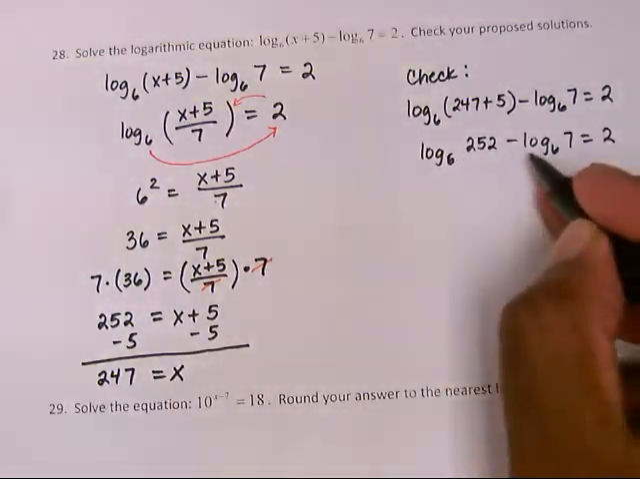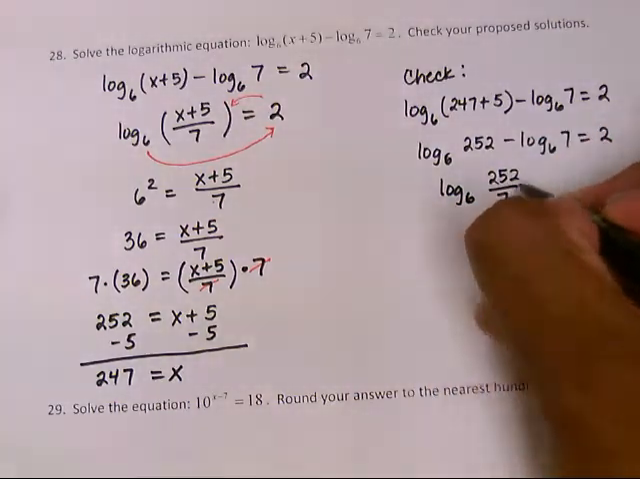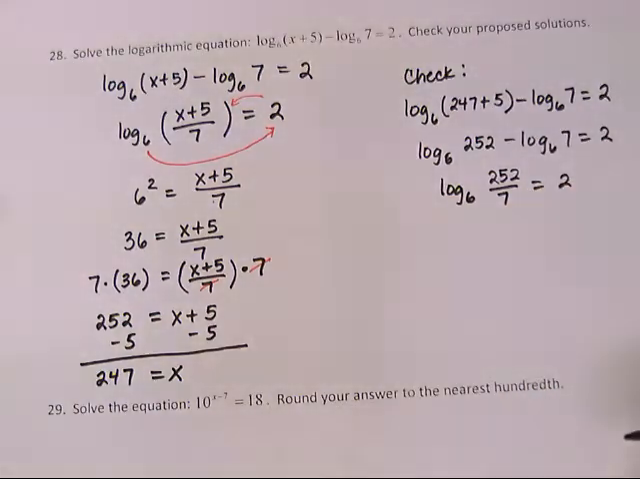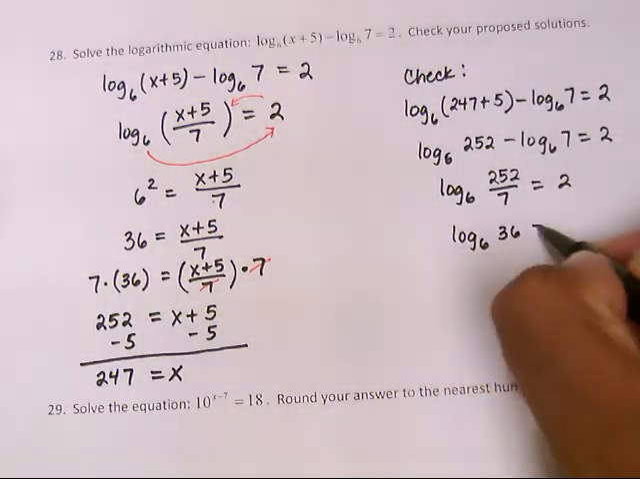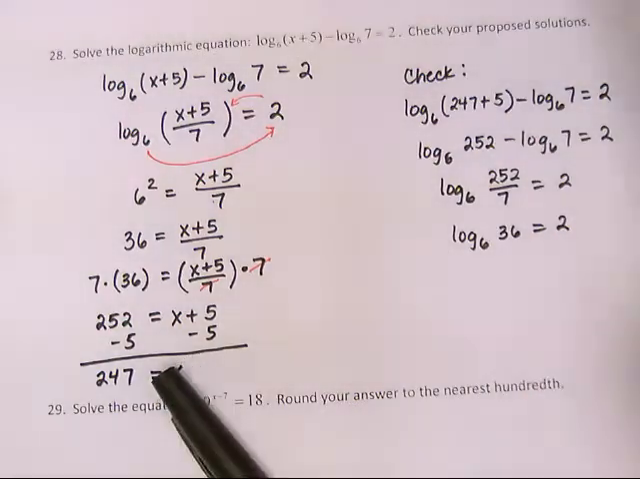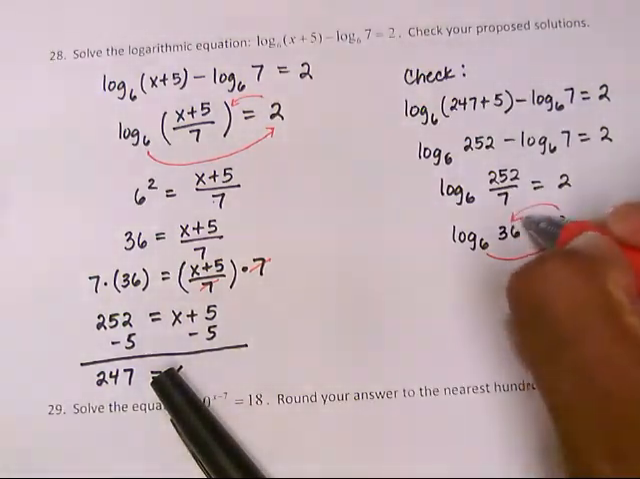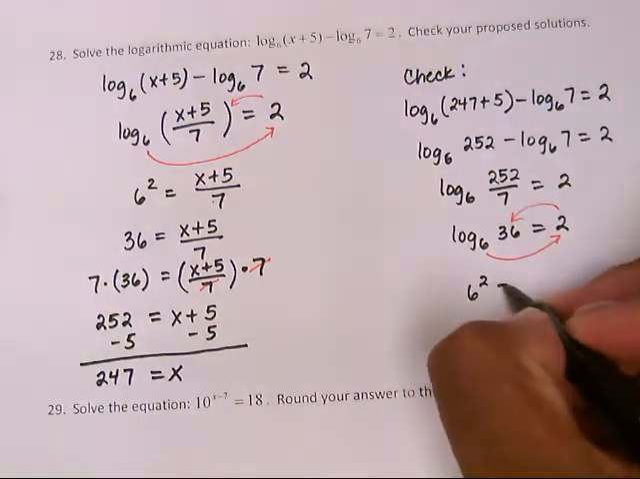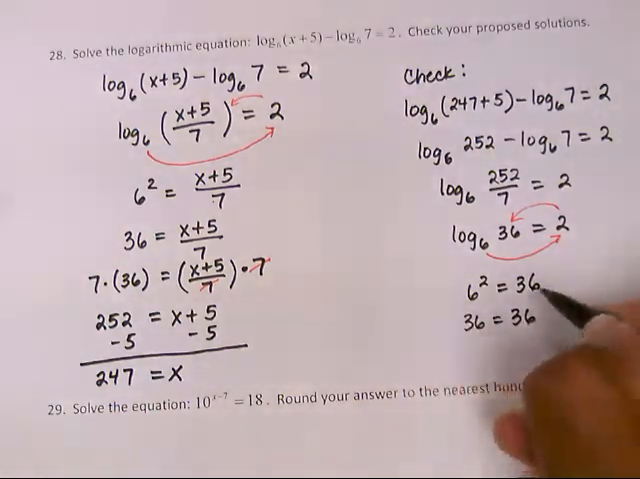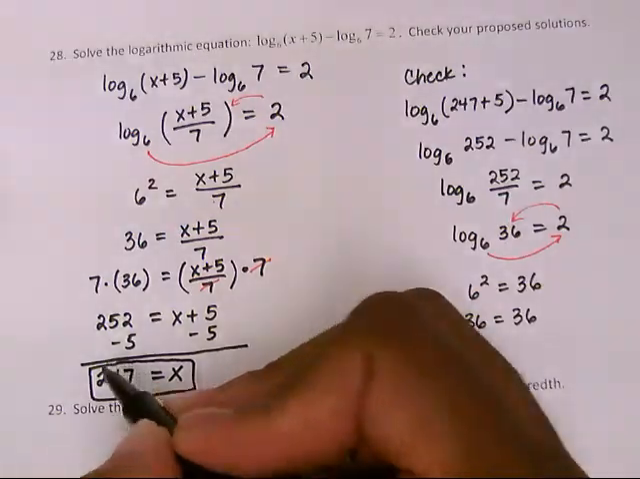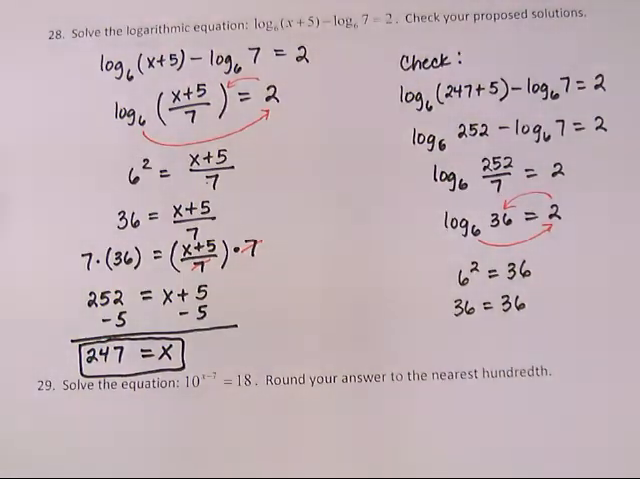Now again, the difference of the individual logarithms is going to be the log of the quotient. So it'll be the log of 252 divided by 7. That would be equal to 2. Well, 252 divided by 7 will be 36, so log to the base 6 of 36 should give me 2. Convert that into its equivalent exponential form. You're going to have 6 to the second equaling 36. And if you simplify 6 squared, or 6 times 6, that does give you 36. So I can conclude that x equals 247 is the solution to that logarithmic equation.